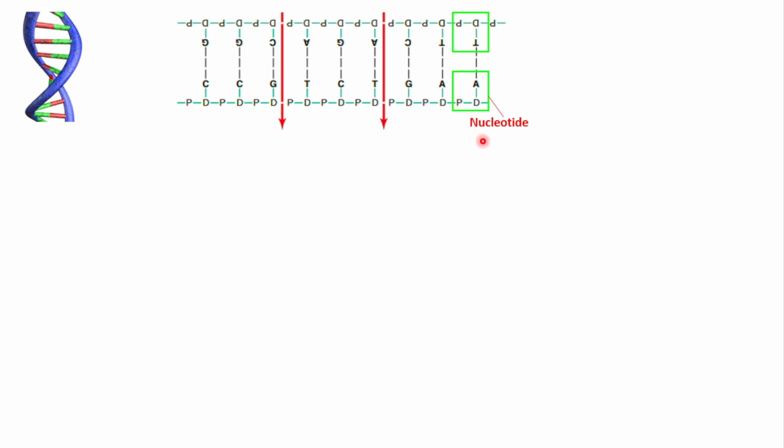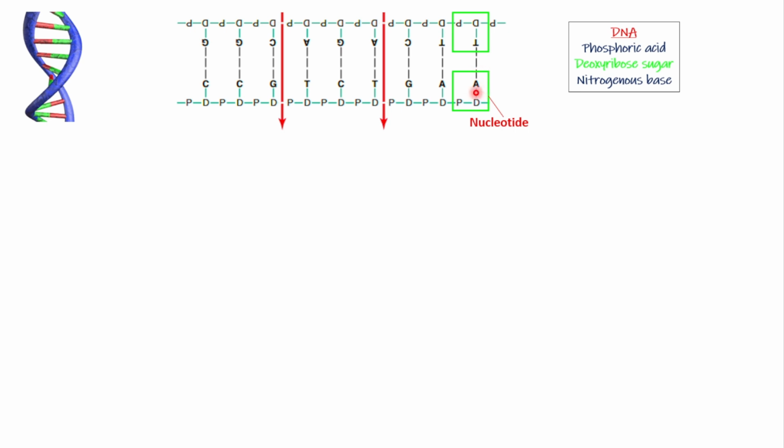Now, what is the basic unit of a DNA? The basic unit of a DNA is a nucleotide. Now, what is a nucleotide? A basic nucleotide consists of three things. Number one, this phosphoric acid with the P, then this deoxyribose sugar, and the third one is the nitrogenous base. So for DNA, the nucleotide consists of phosphoric acid, deoxyribose sugar, and a nitrogenous base.